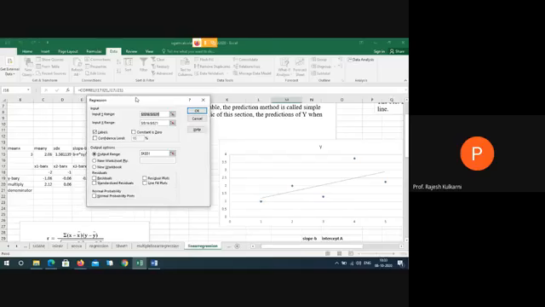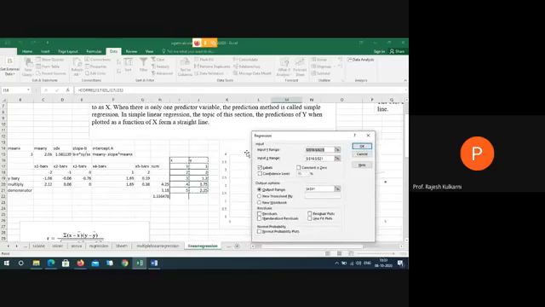Okay. Now tell me, first, what it is asking. Input Y range. So we'll provide the Y range here. This is the Y range. Now what is it asking? X range. We'll provide the X range also. Now, it contains labels. Yes. X is a label. Y is a label.